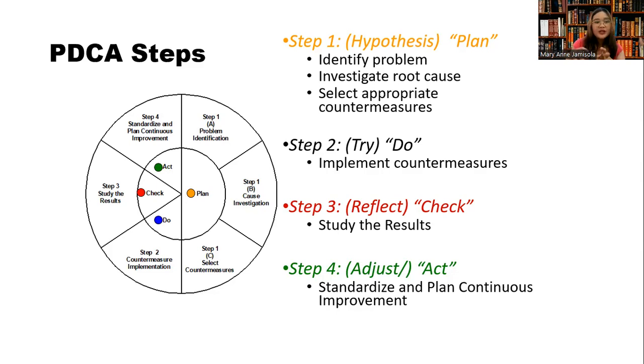And then after which, if we identified some more problems along the way, then we need to go over the PDCA steps again and again. So it's a cycle. We always do these things over and over again until all problems are being addressed and cured. Okay.